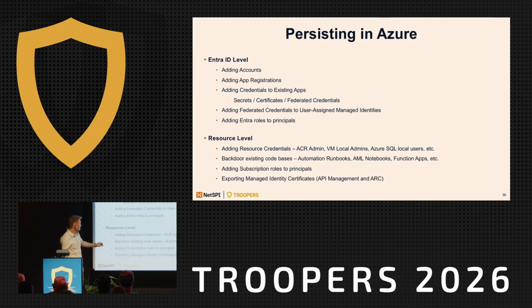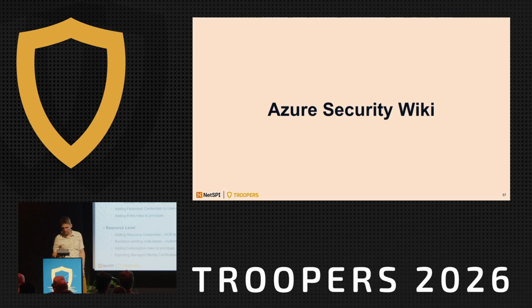And the last one I'm going to note here is exporting managed identity certificates. I don't know if it's been fixed, but API management actually had a vulnerability in the last 6 months where you could export the managed identity certificate for the attached managed identity for the resource, which would give you persistent access for about 3 months to the managed identity that's associated with that API management service. Arc has some similar things. I covered that in a previous presentation a couple years ago, but that can definitely be good for persistence.